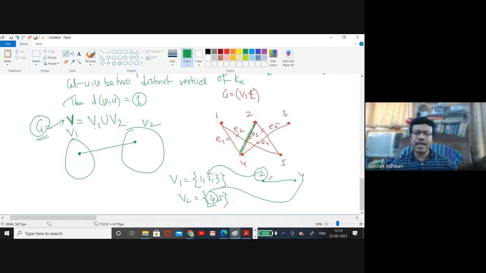So you can see that 2 is here and 4 is here. Take any edge, and you will find that the two endpoints lie in two different sets, V1 and V2. That's why this is known as bipartite. Bi means two, you are making it in two disjoint parts. But there is another concept known as complete bipartite graph.